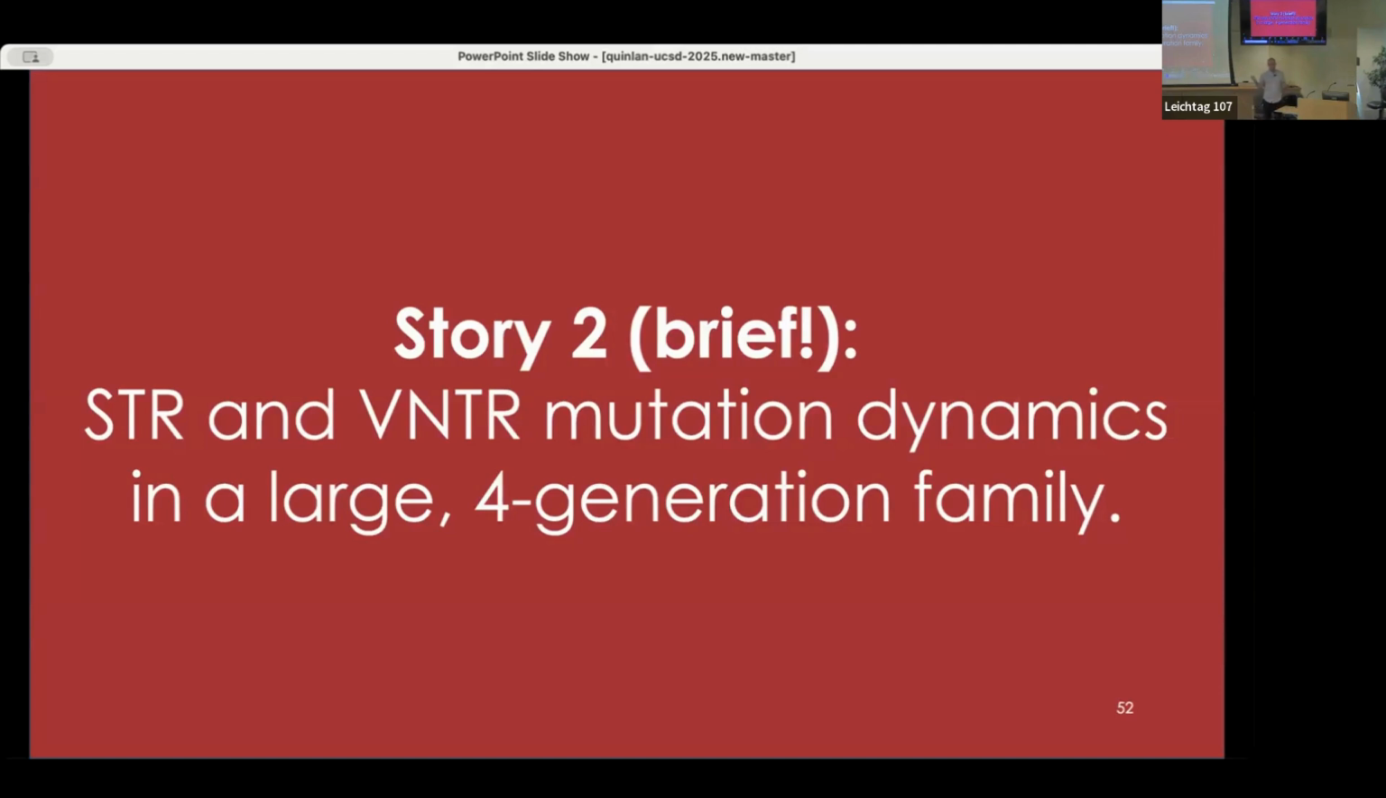We've known forever that these short tandem repeat and variable number of tandem repeat loci are the most labile in the human genome and in all genomes. The challenge has been that we don't have technologies to study it.